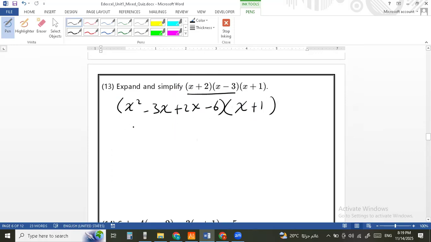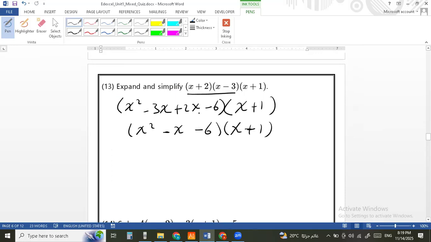Simplify the first pair of brackets first. So x squared minus x minus 6 times x plus 1. Mister, can I expand these? Yes, definitely. First by first, first by second, first by third, then second by first, second by second, second by third. Ah, that's so long. Yes, but this is the way you answer it.